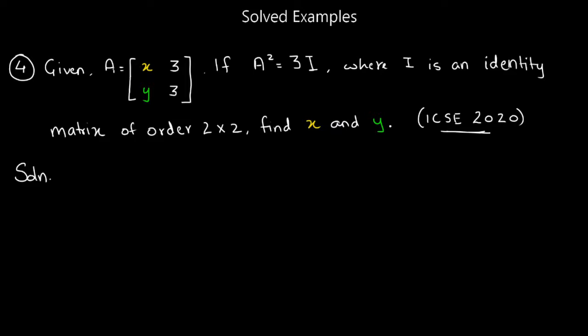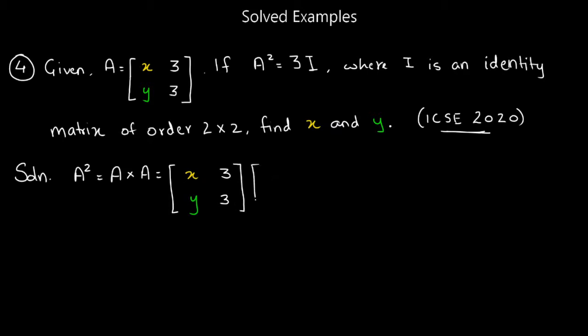First thing, we've been given the value of matrix A, and A square is equal to 3I. So let's first find the value of A square. Now remember one thing, A square is not the square of each element of A, it is actually matrix A into matrix A. So what we need to do is perform matrix multiplication of matrix A with itself. So let's just write down matrix A first. So we have matrix A, which is [x, 3; y, 3], and now matrix A into matrix A.